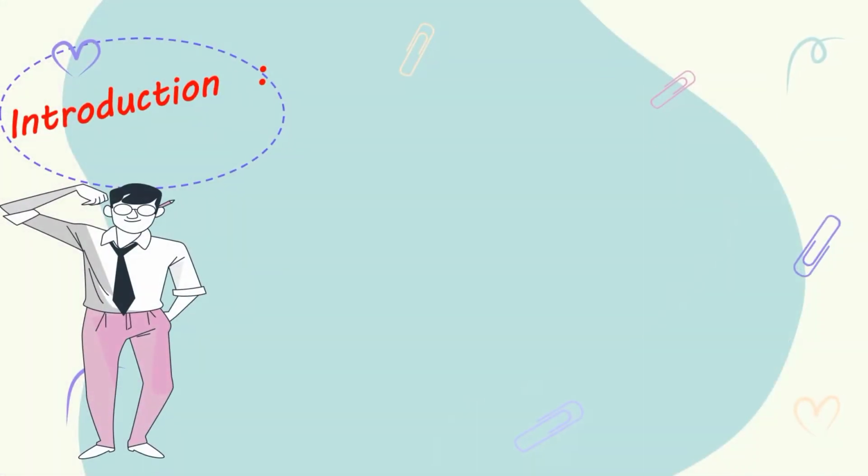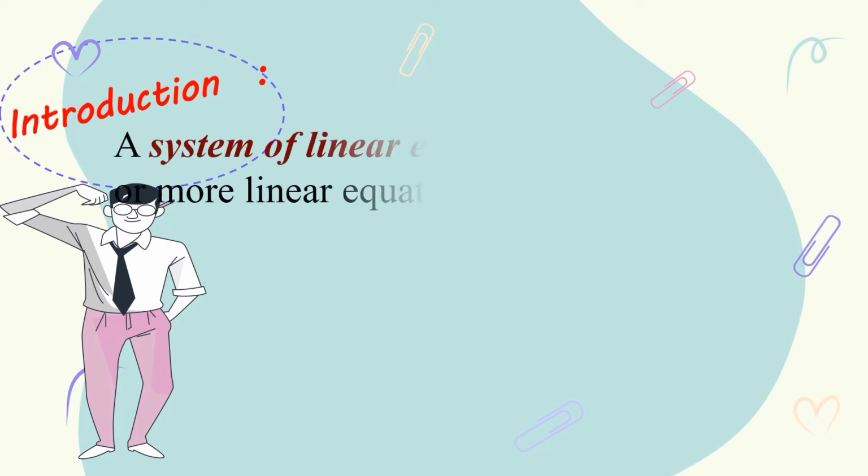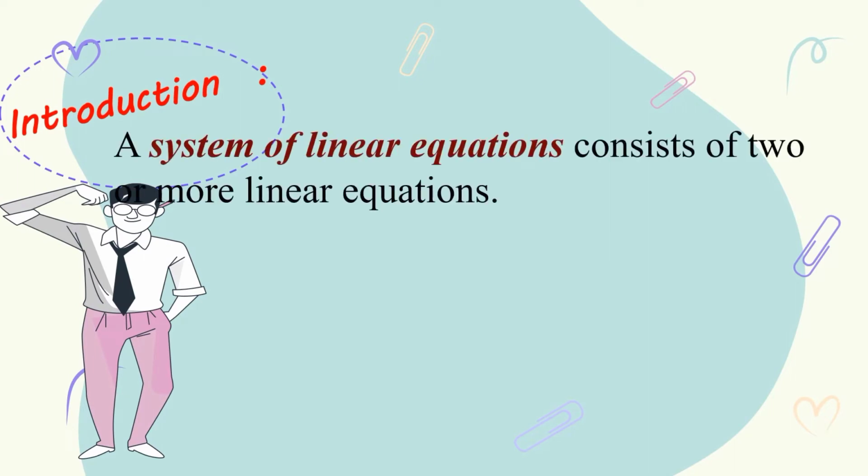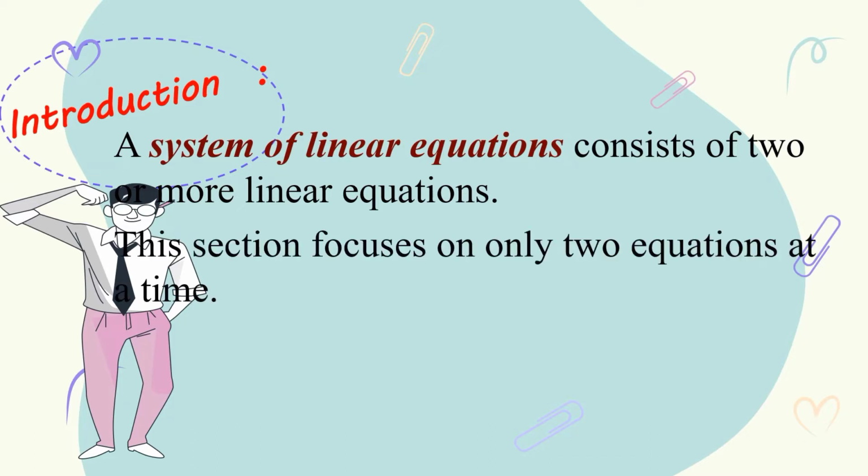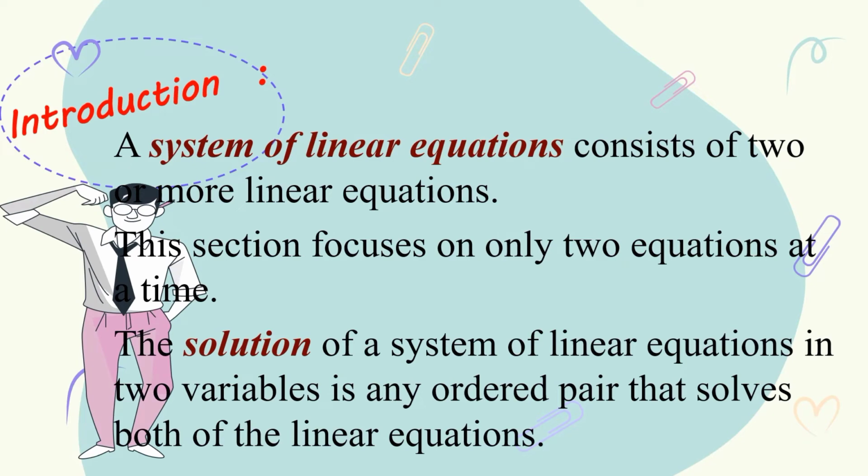A system of linear equations consists of two or more linear equations. This section focuses on only two equations at a time. The solution of a system of linear equations in two variables is any ordered pair that solves both of the linear equations.